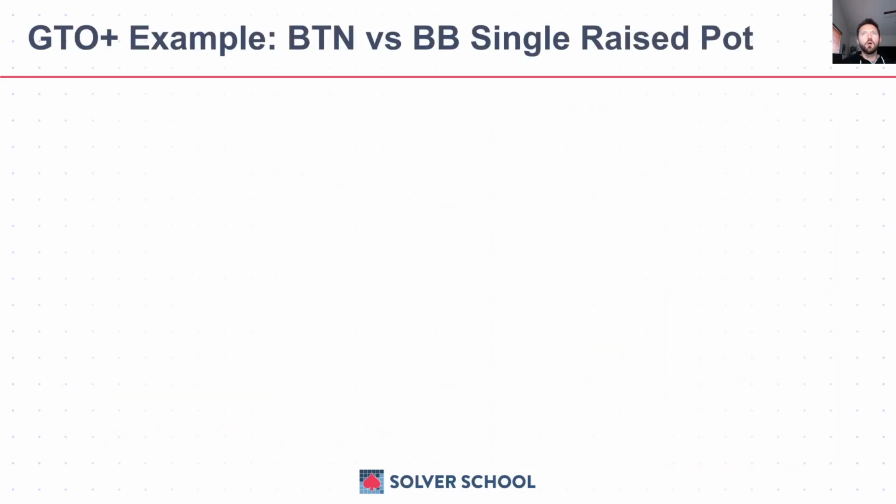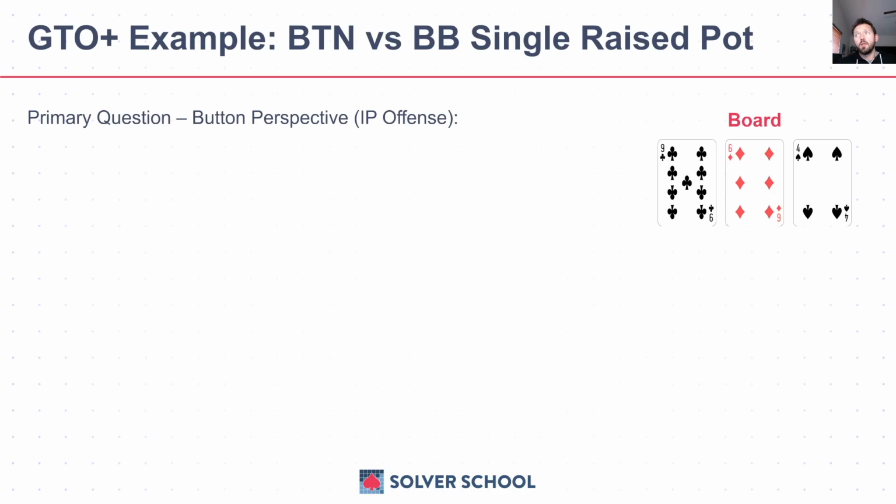So let's just go through the problems that we're ultimately trying to solve, and then we'll shift gears and move into the upcoming videos within this module where we're actually going to dive into solving these problems through PioSolver and through GTO Plus. So let's start with our GTO Plus example, the button versus big blind single raise pot. And we're going to use a board of 964 rainbow.